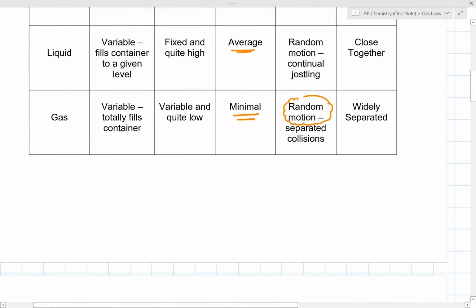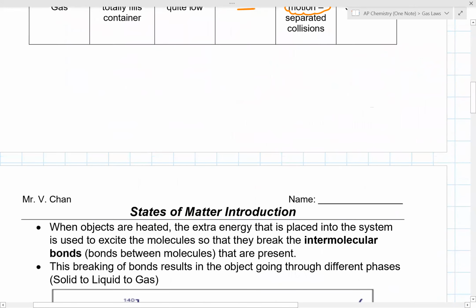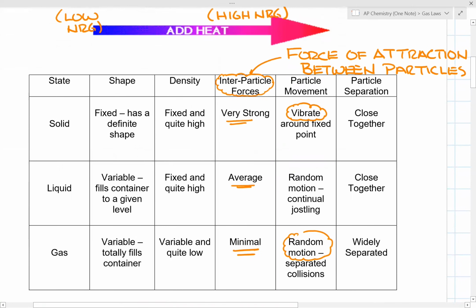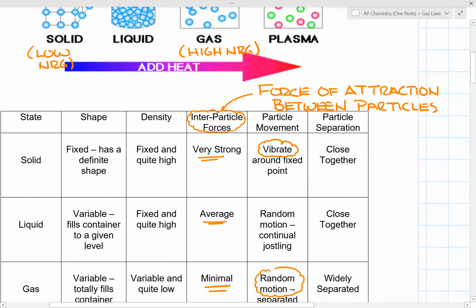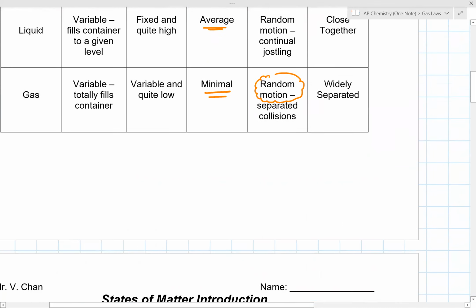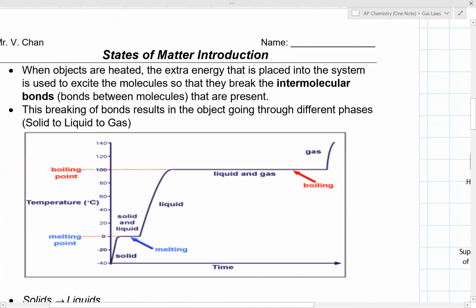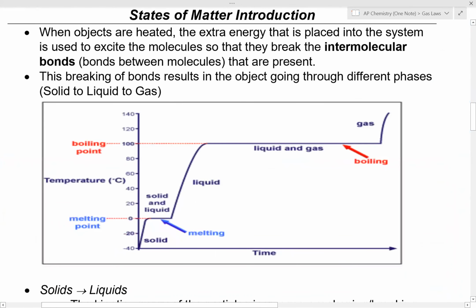So why is that occurring? It's because when objects are heated, the extra energy that's placed into the system is used to excite the molecules so that they break what we call the intermolecular bonds, or the bonds between molecules. Now, here I use the term intermolecular bonds. It's the same idea as the force of attraction between the particles. Now, this breaking of bonds results in the object going through different phases from solid to liquid to gas.